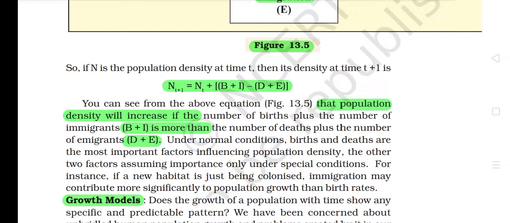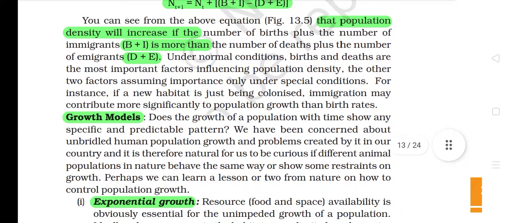You can see from the above equation, figure 13.5, that population density will increase if the number of births plus the number of immigrants (B plus I) is more than the number of deaths plus the number of emigrants (D plus E). Under normal conditions, births and deaths are the most important factors influencing population density. The other two factors assume importance only under special conditions.